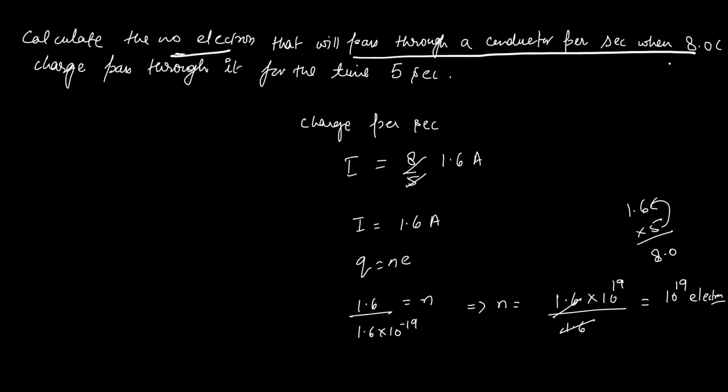So can you repeat? Yeah, note it down. The question that is given to you. Note this question that is on your screen. Calculate the number of electrons that will pass through a conductor per second when 8 Coulomb charge passes through it for the time 5 seconds.